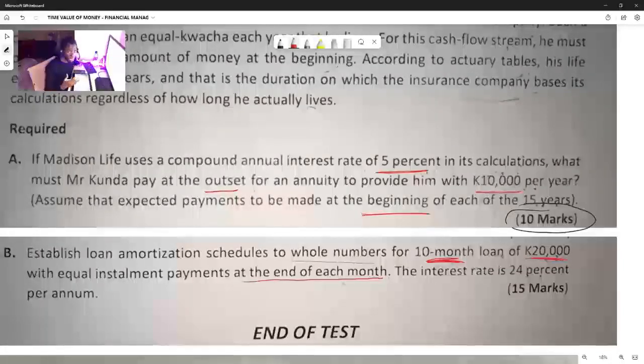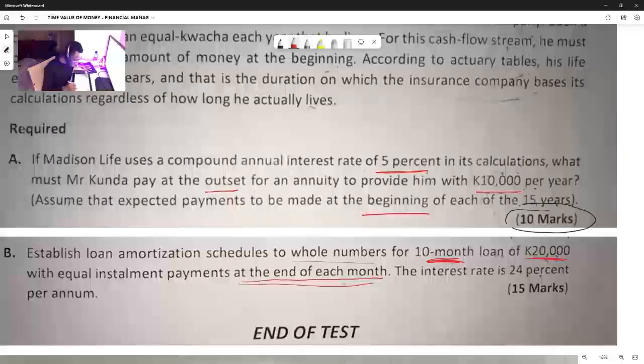So remember our definition of what an ordinary annuity is and what an annuity due is. Remember that payments or receipts of annuity dues usually come at the beginning of the cash flow period or the time period, and payments or receipts to do with ordinary annuities usually come at the end of the time period or the cash flow period, right? So in this case, we know that at the end means ordinary annuity. So we have established that this is an ordinary annuity. Now that we understand that, let's move on to the next part.